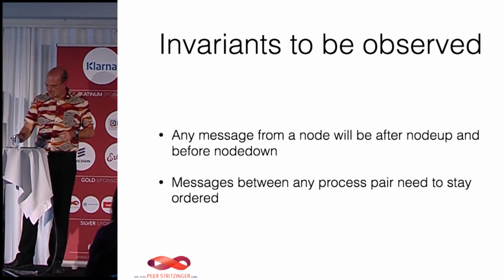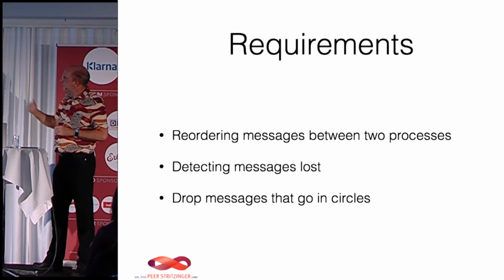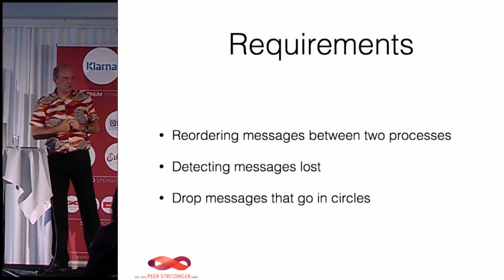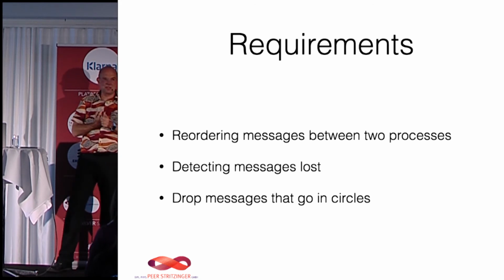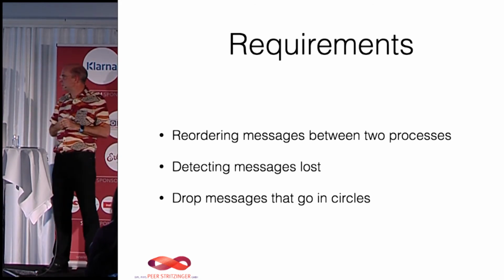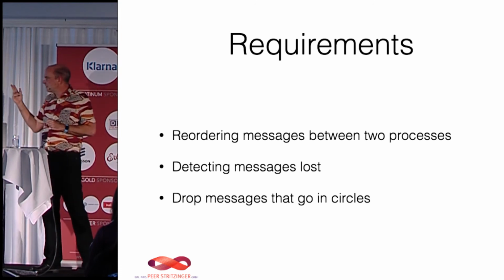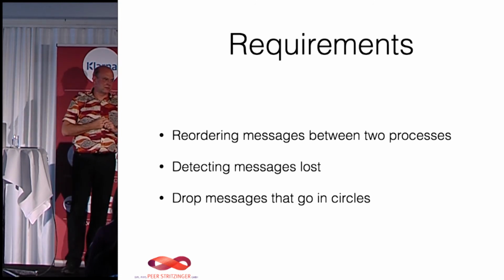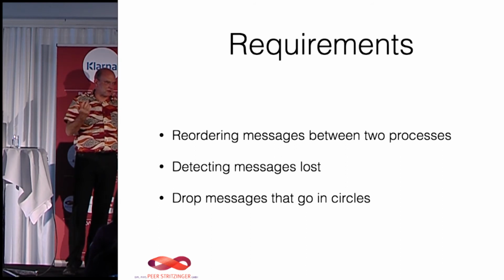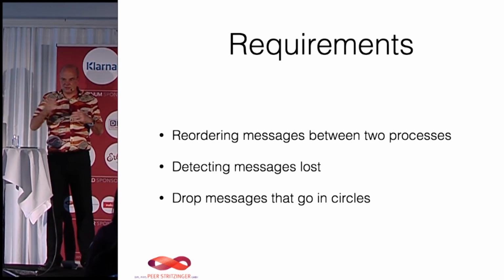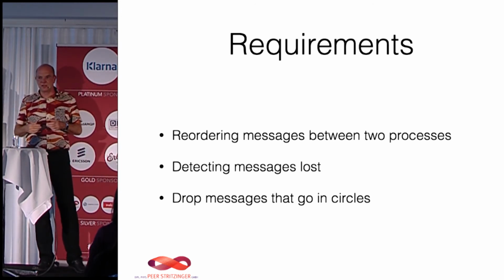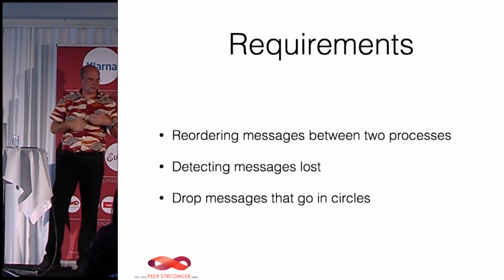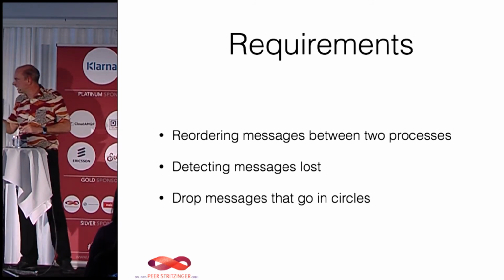So how do we do this? We have the requirements. We need to reorder the messages because they can get out of order, but we need them in order for a pair of processes. So we need to reorder the messages between two processes. We need to detect when we lose messages, because then we need to do something, because we're not supposed to lose messages if there's no node down. I mean, if the other node is down, I don't expect the messages to be there because the node is down. But if the message just gets lost, I need to do something different.